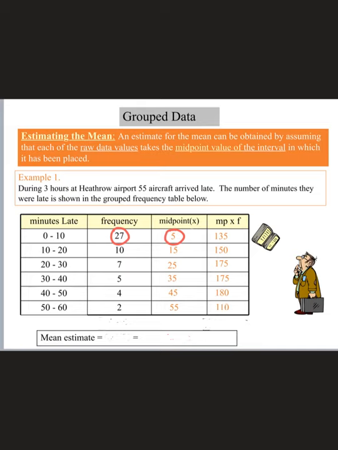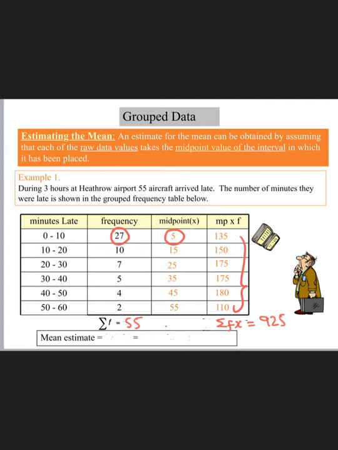We now need to find the total frequency. So the total frequency is 55, which we've been given. And now we need to find sigma fx. This is going to be 925 if we add all of these values together.